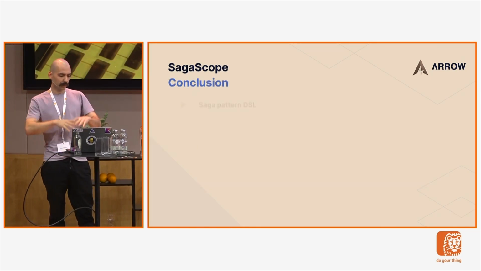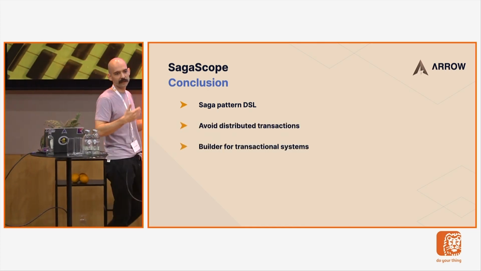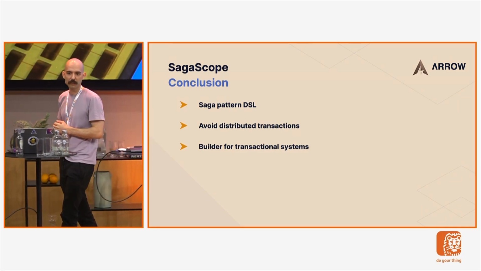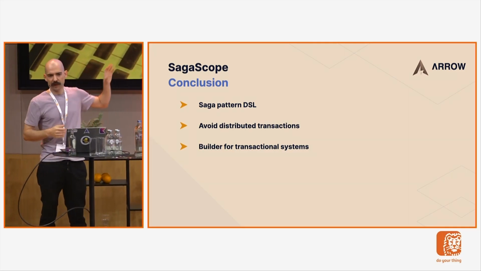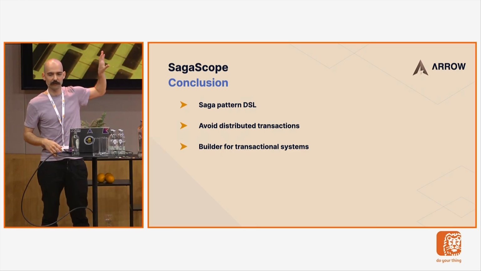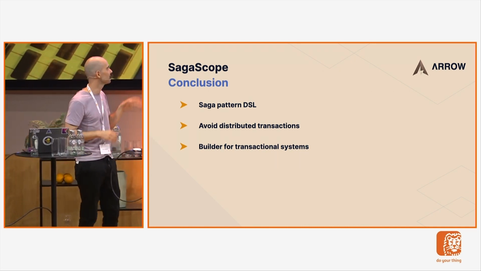So to wrap up Arrow Effects, the Saga pattern DSL again shows us a very elegant way of using DSLs to solve complex problems. But I want to emphasize: avoid distributed transactions, right? This was not a promotional talk for Sagas, not at all. Avoid distributed transactions wherever possible.